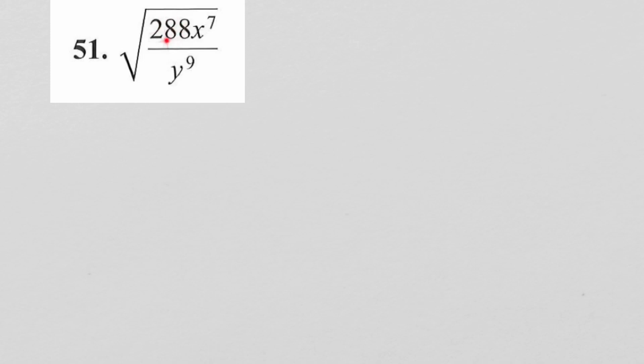Okay, a couple of things going on. 288 is not a perfect square, but 144 is. You may not see that, so you might have to sit there and factor this out. But I can see that 144 is there, so I'm going to rewrite this as the square root of 144 times 2 to start there. 7 is not divisible by 2, so I'm going to rewrite this as x to the 6 times x over y to the 9.